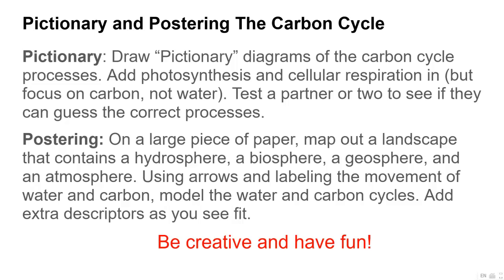Okay, and then once you've done that and given each other valuable feedback, I want you to take a large piece of paper and map out a landscape. Okay, put in a hydrosphere, a biosphere, a geosphere, and an atmosphere, right? Give us some water, some living things, grass, plants, a lot of fungi if you want to make me really happy, some soil, and the atmosphere. And then use some arrows and put in some labels to show the movement of water and carbon. Make sure you work in all of those processes and draw a model of the water and carbon cycles. Okay, where do they intersect? Where are they separate? And add extra detail as you see fit. Okay, get real creative and have some fun with this.